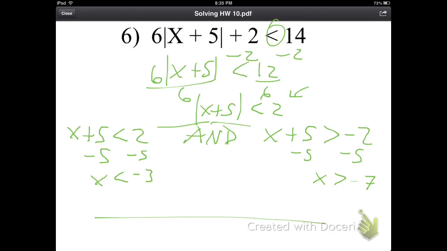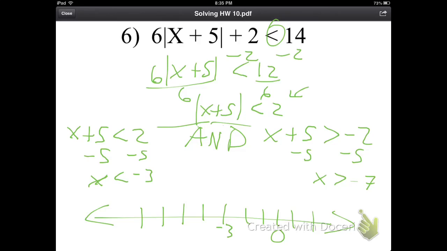Okay, and if we graph this, you'll see why. Wait, it's not an AND statement. Wait, yeah it is. Sorry guys. It does form an AND statement, but it's going to be a little weird in our case. Okay, let's put 0 up here. We need to get negative 3 down, and we need negative 7.